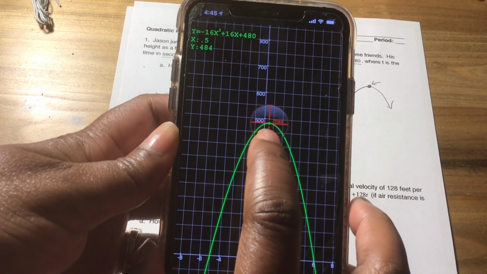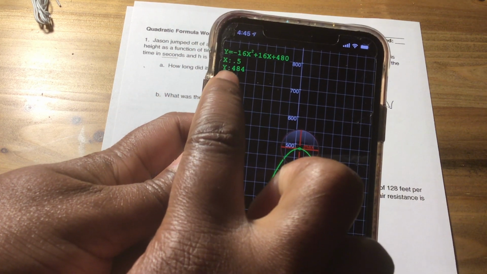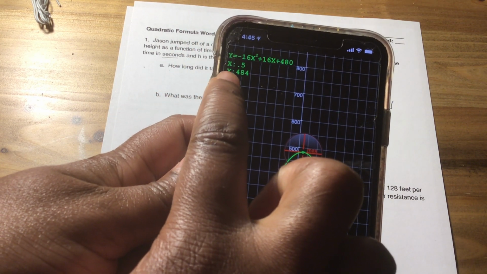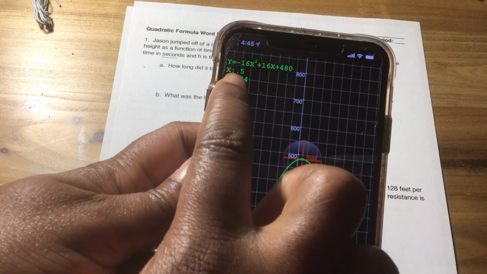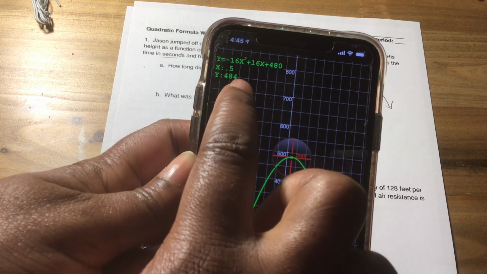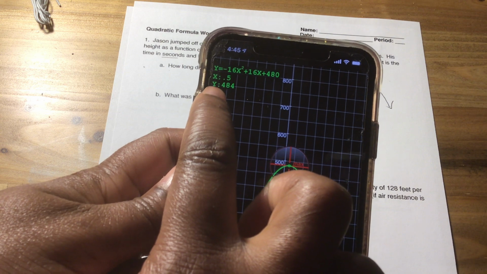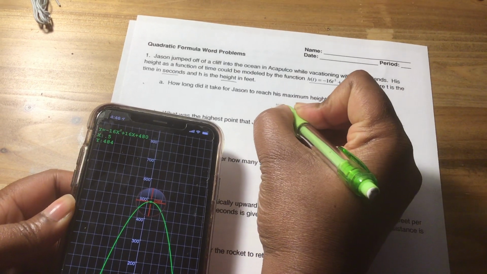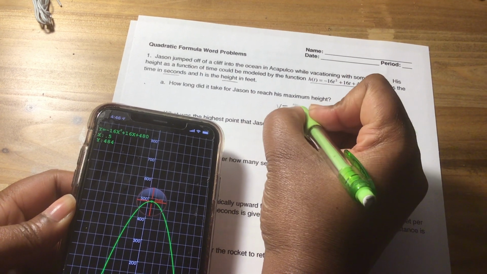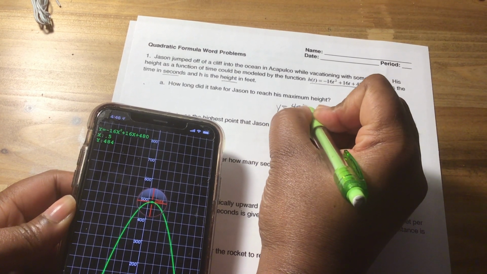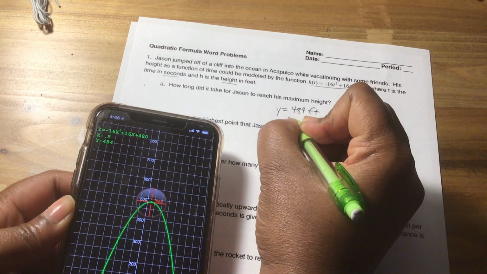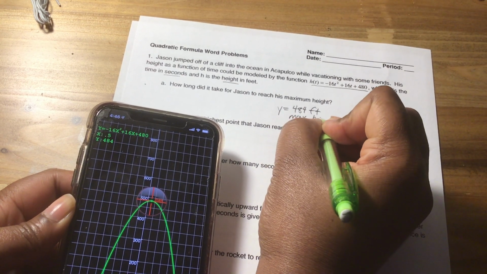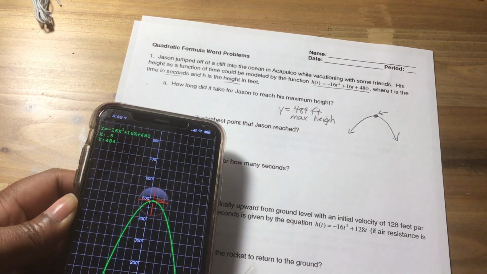So our maximum height, the answer is in the corner. The vertex amount is going to be 0.5, comma, 484. So your maximum height is y, which is 484. That's your answer here. Your y is equal to 484 feet. This is your max height. And the height is your y value.